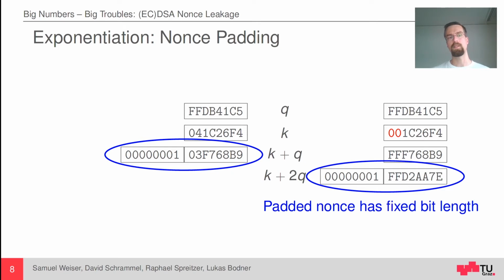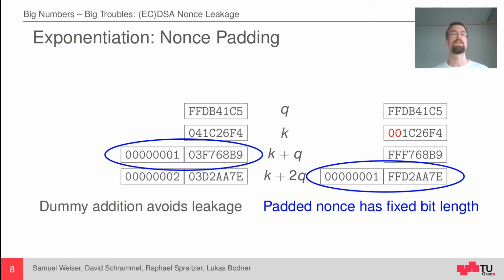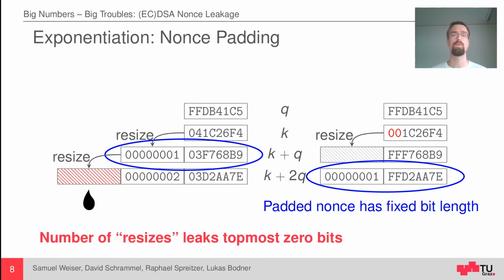Actually this would be a side channel, but OpenSSL took care of it and also performs a dummy addition on the left hand side. But what we found out with our tool is that on the right hand side we have 1 resize operation, whereas on the left hand side we have 2 resize operations happening during the addition in the low-level routines. So again, the number of resize operations leak the topmost 0 bits. They are shown in red here.